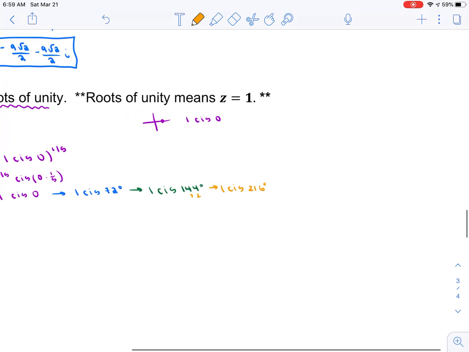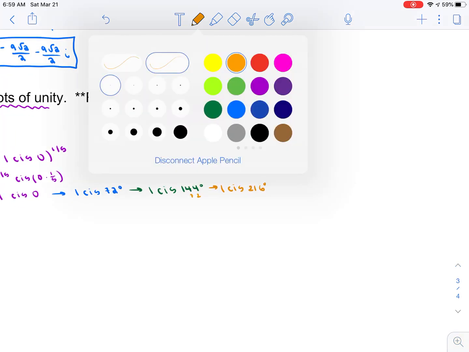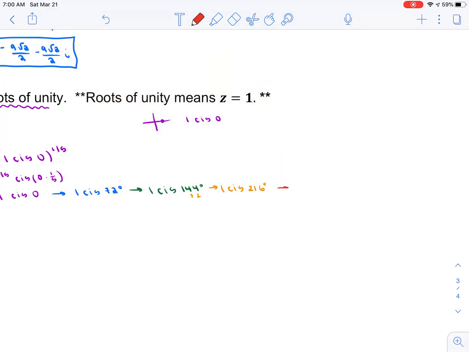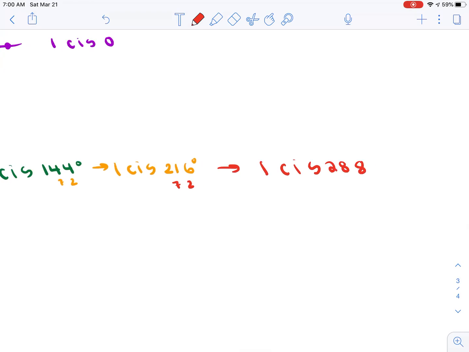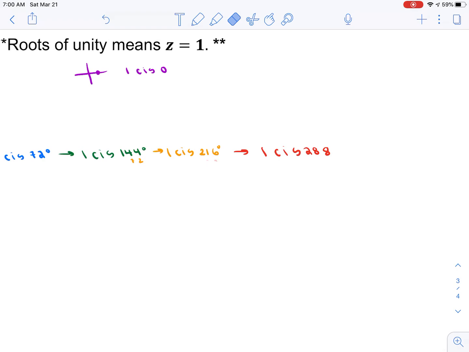And then we are going to have to do this one more time. So let's go red. And then we get 1 cis, and then we get another 72 added to this, which is going to give me 288. Now, those would be your 5 different solutions.